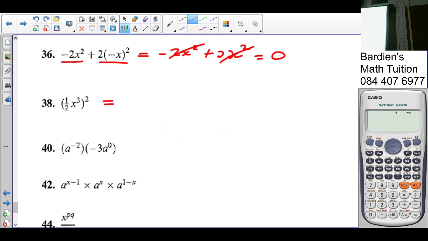Okay, best of us. Next, a half squared. 1 over 4, x^6. You can read it like that, or x^6 over 4, or 1/4 x^6. All of that is acceptable. They're all equivalent answers.